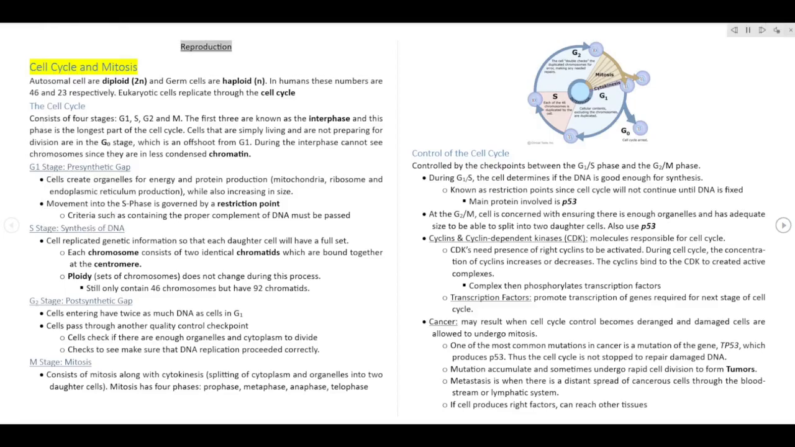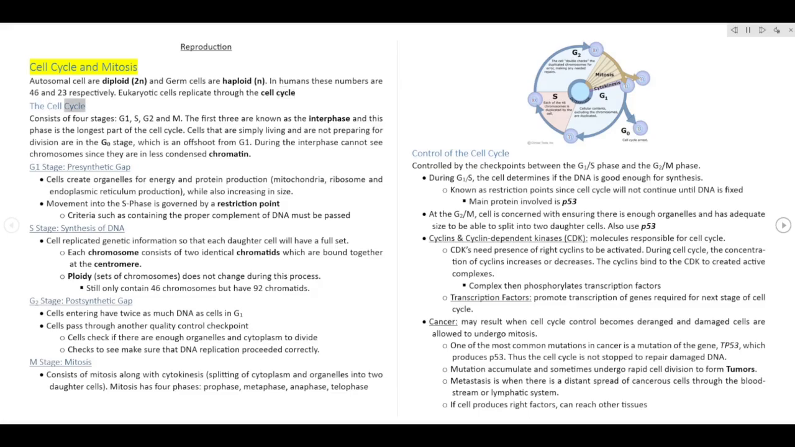Reproduction. Cell cycle and mitosis. Autosomal cells are diploid, 2n, and germ cells are haploid, n. In humans, these numbers are 46 and 23, respectively. Eukaryotic cells replicate through the cell cycle.